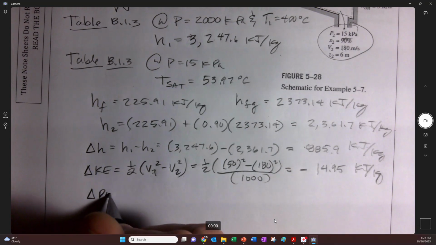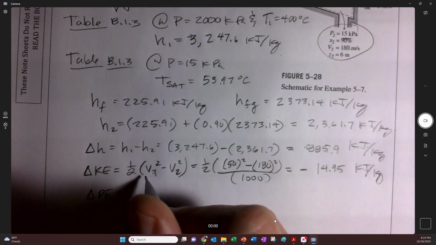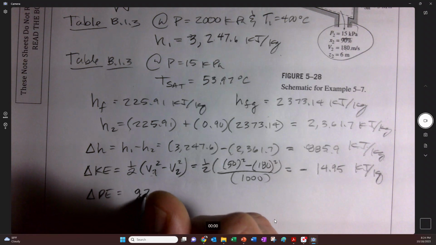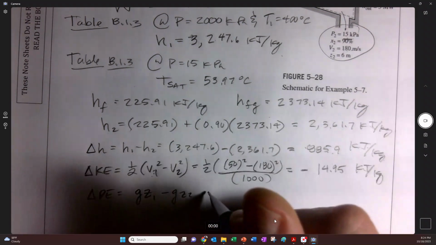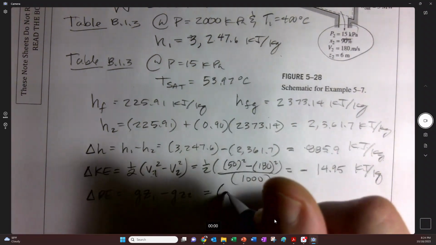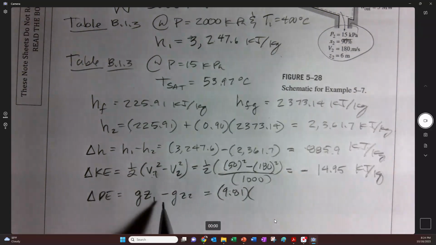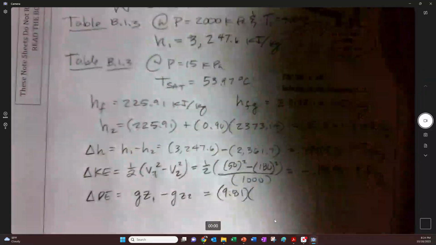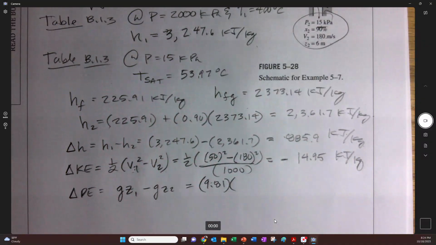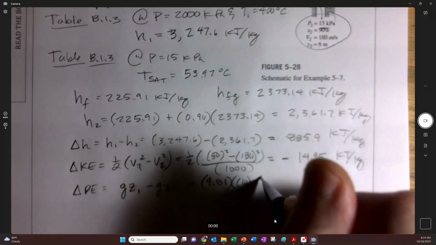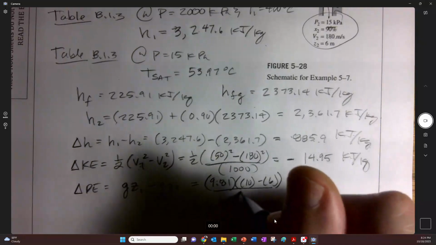The potential energy. Once again, that's going to be no mass because we're not going to do that mass. So it's just going to be g Z1 minus g Z2. So 9.81 times Z1 minus Z2. Z1 was 10, and then it goes down to 6. So we could do that in our heads. It's 4.